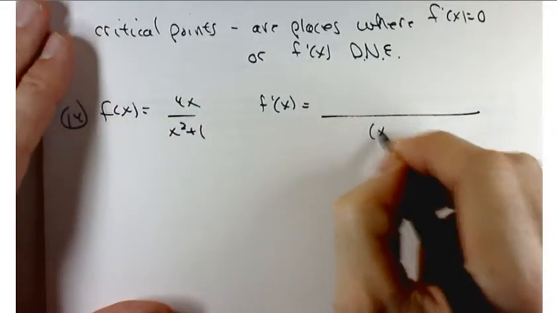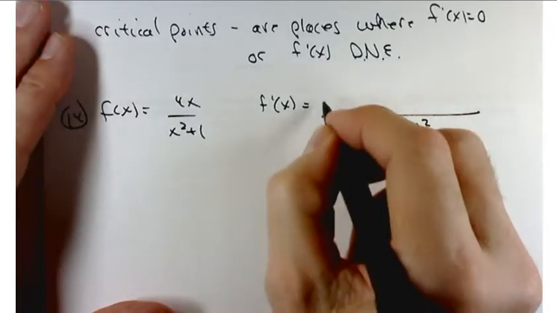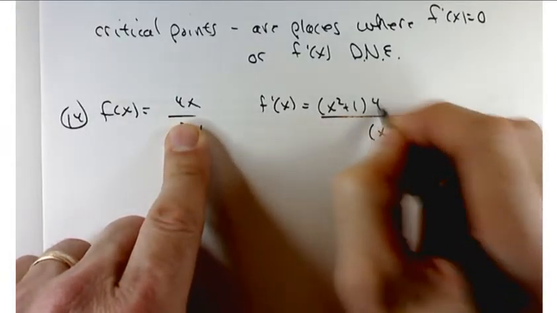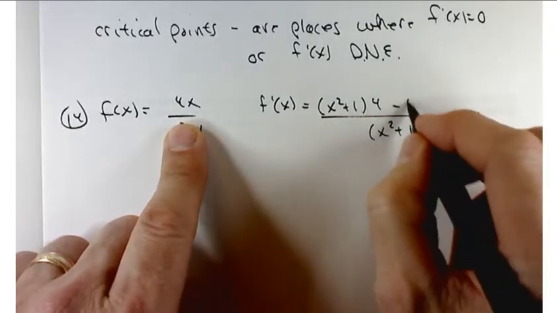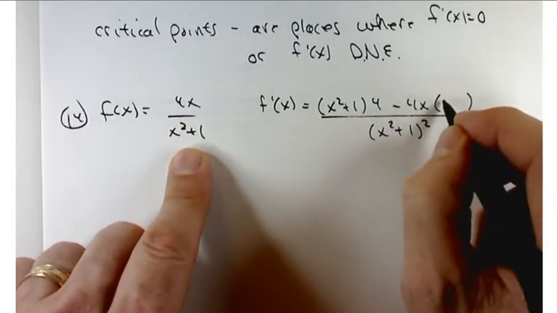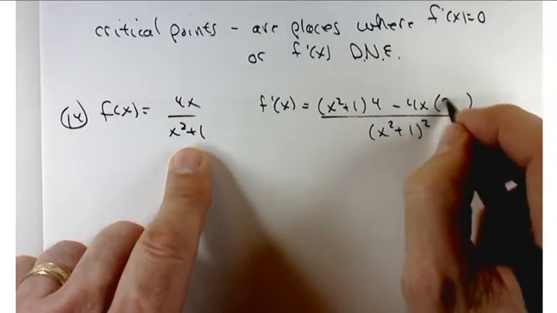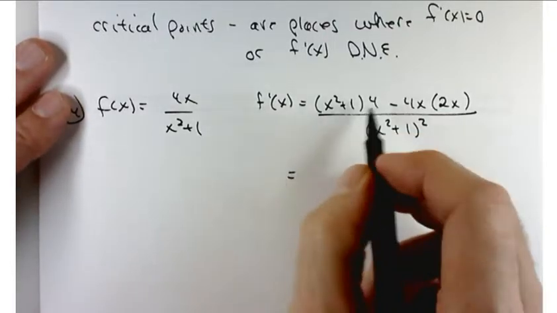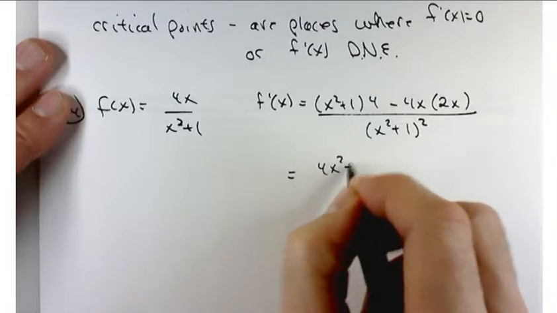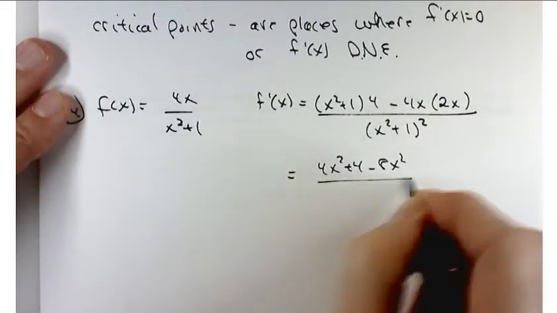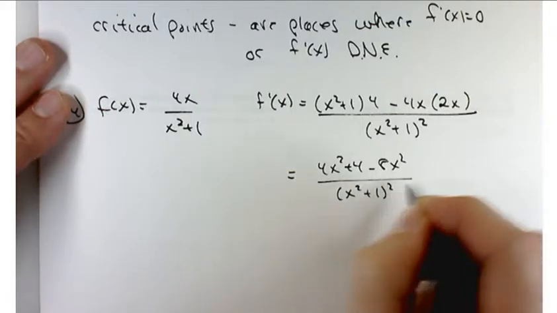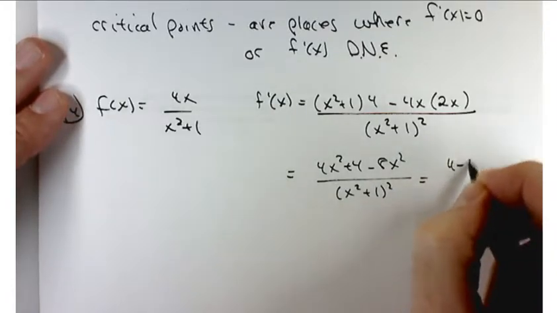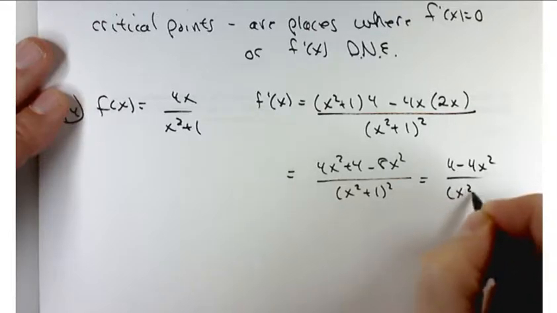All right, let's start with the square of the denominator, x squared plus 1 squared. And then the denominator again times the derivative of the numerator, 4, minus the numerator times the derivative of the denominator, 2x. I'm going to leave this thing factored in the denominator. If I distribute the 4, I get 4x squared plus 4 minus 8x squared over x squared plus 1 squared. Combining like terms, I get 4 minus 4x squared over x squared plus 1 squared.